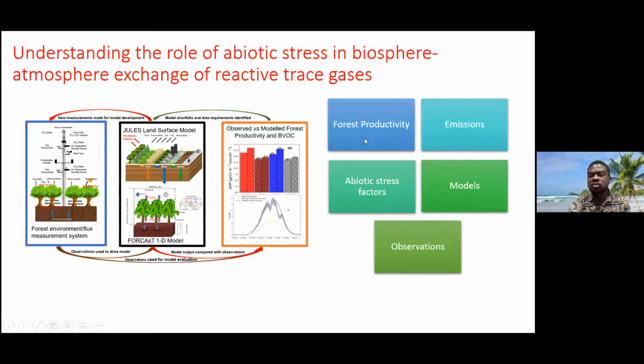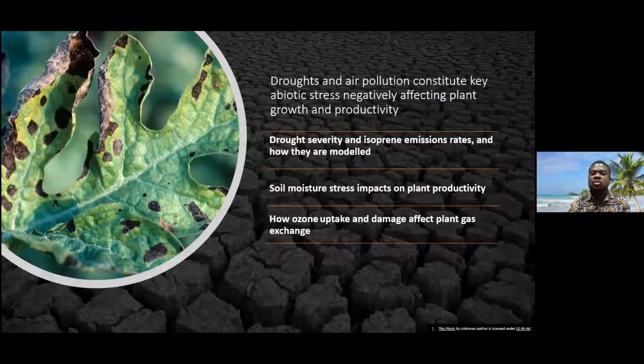So I focus mostly on forest productivity, BVOC emissions, and abiotic stresses, and how these are interacting and how they are likely to change going forward in the future. So the rest of this talk will focus on how drought stress and air pollution affect plant growth and productivity, and particularly looking at isoprene emission rates. And again, I'll explain why isoprene is a focus, and also how soil moisture stress affects plant growth and productivity, and so carbon sequestration capacity, and also looking at ozone damage and ozone uptake and how that affects plants.